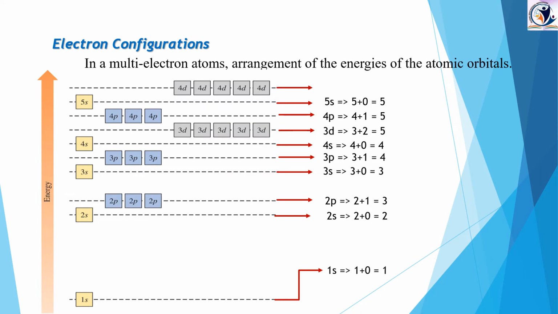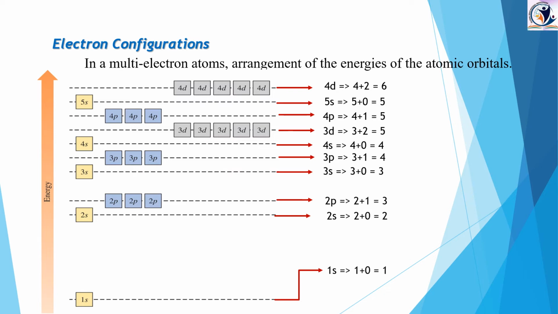Coming to 4d: 4 plus 2, which is equal to 6. That means whenever we are going to arrange the electrons, we can easily understand by adding the principal quantum number value with the angular quantum number value. We will get the energies of the atomic orbitals. So by having an idea about the energies of the atomic orbitals, we can clearly arrange the electrons inside the atom.